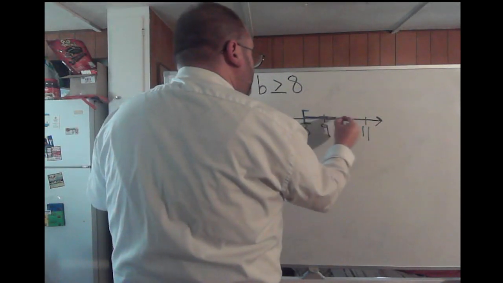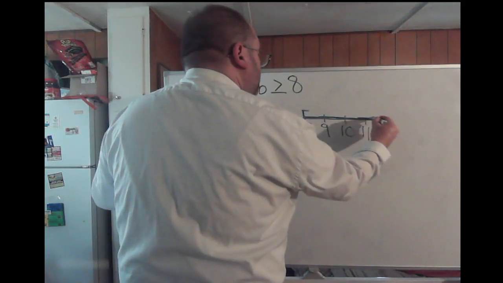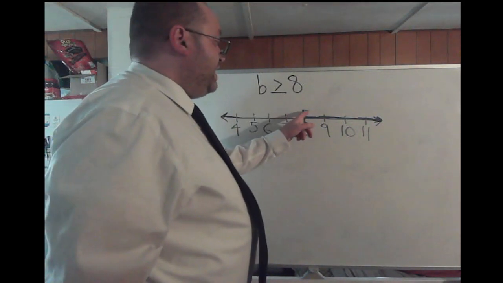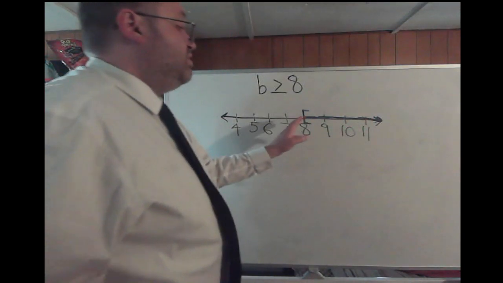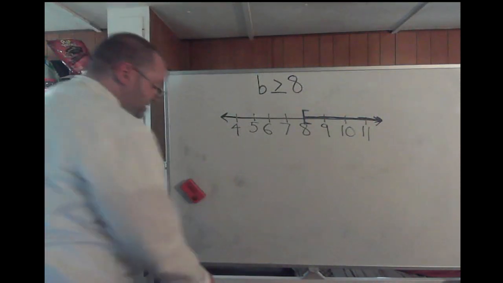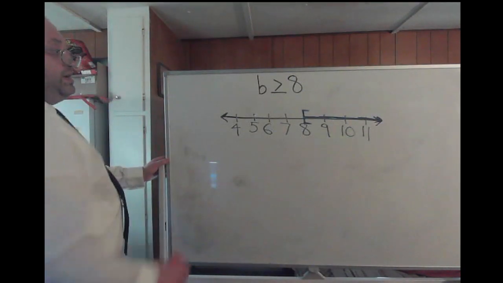Then you'll do a nice shading here and then draw an arrow, because that denotes that b is every number greater than or equal to 8. It goes all the way from 8 included all the way to infinity. That's what you would draw on a number line.